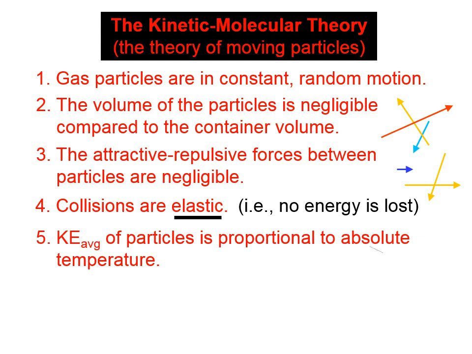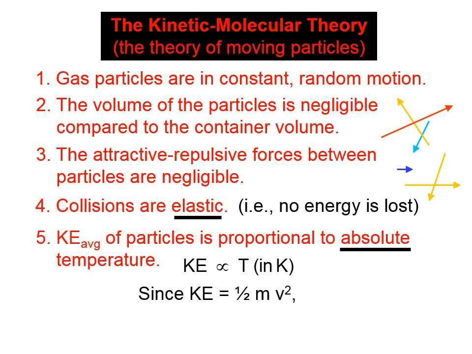Fifth, the average kinetic energy of particles is proportional to the absolute temperature. That is, the kinetic energy is proportional to the Kelvin temperature. Now, if you've taken physics, you might know that we calculate kinetic energy by taking 1/2 times the mass times the speed squared. If kinetic energy is proportional to temperature and kinetic energy is equal to 1/2 mv squared, then temperature is proportional to 1/2 mv squared, and that means that the speed is proportional to the square root of the Kelvin temperature.